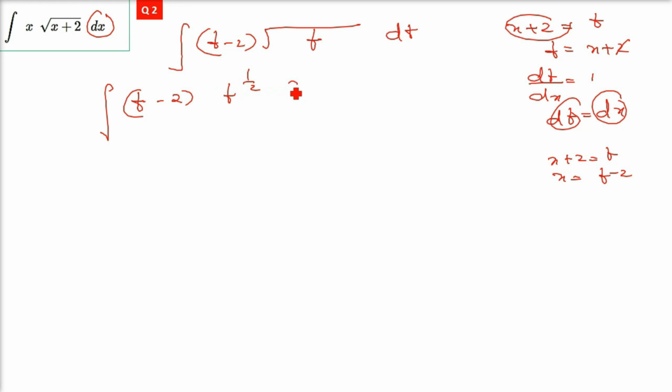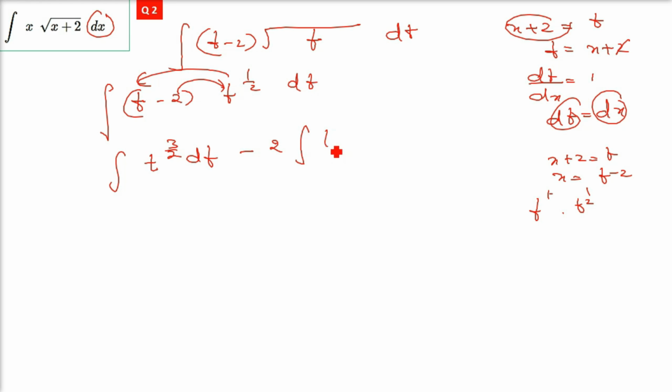So when we multiply it with dt, t into t raised to half is t to the power 1 multiplied by t to the power half, and the base remains the same when they get multiplied, the power gets added. So 1 plus half is 3 by 2, and now multiply 2 with t raised to half. 2 will come outside, of course, it will not have any effect. t raised to half, dt. Now it has become very easy. Now integration is the next step.